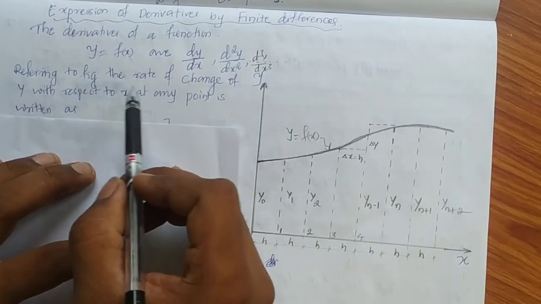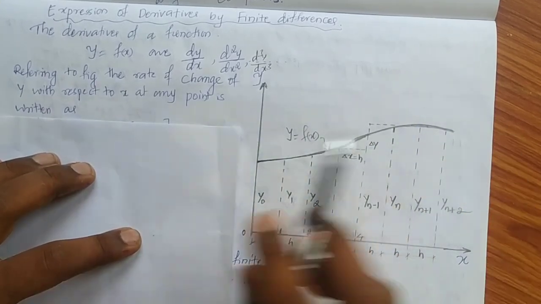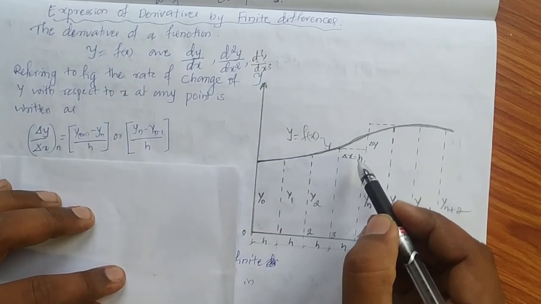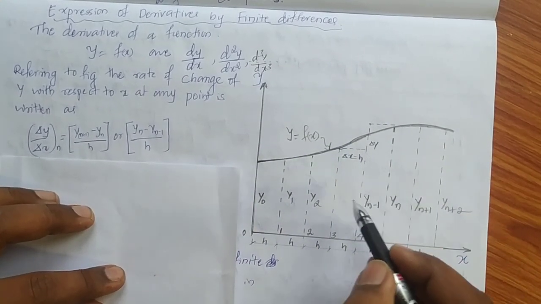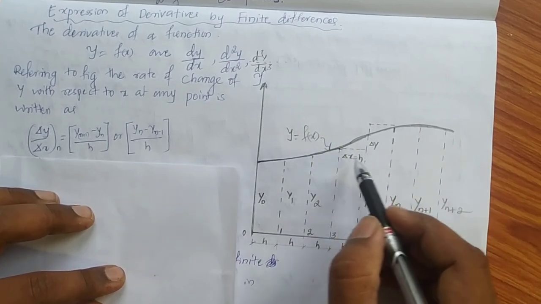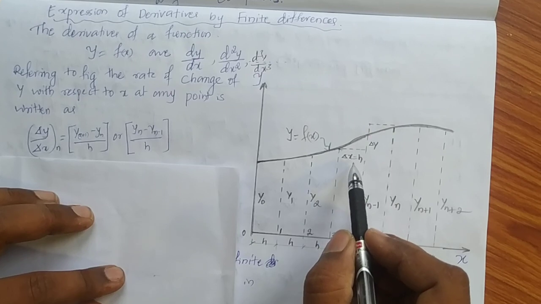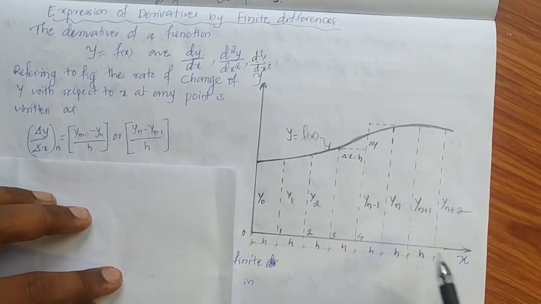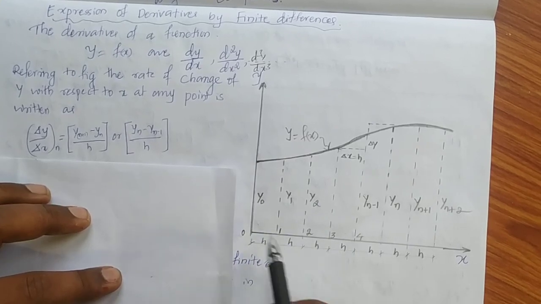So the rate of change of y, how exactly it is varying, can be written as delta y by delta x. Let us consider the difference between each interval. Our distance between the two intervals is delta x, and let it be equal to h, as we did in the previous cases. So let it be h.